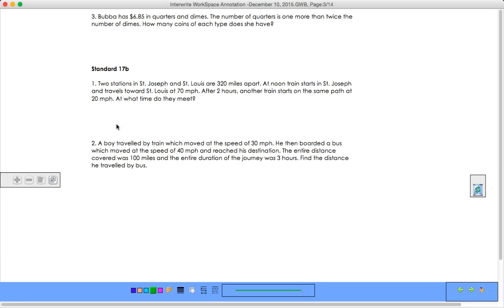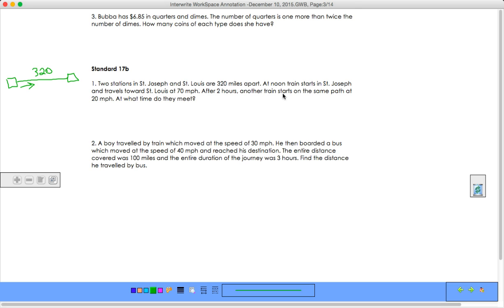So looking at 17b, it says 2 stations in St. Joe and St. Louis are 320 miles apart. So I have my 2 stations, and we know this total distance is 320. At noon, a train starts in St. Joseph and travels towards St. Louis at 70 miles per hour. So it leaves here, traveling in this direction.